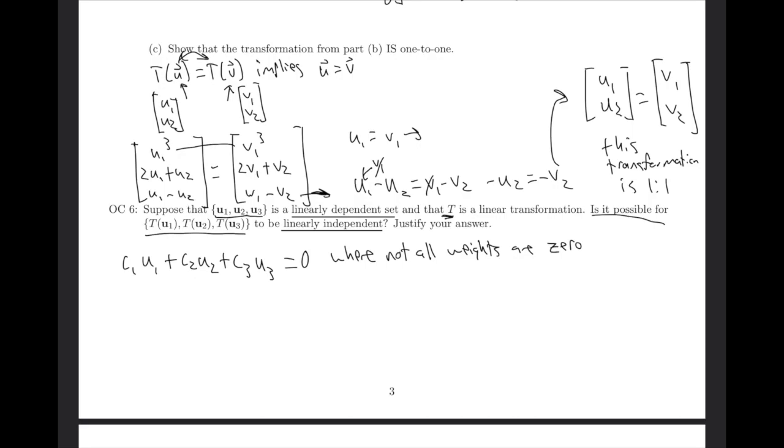This is the definition. So from there, let's take a look at T of c1 u1 plus c2 u2 plus c3 u3. So an important fact that we're taking away here is that T is a linear transformation. We're saying that this whole transformation is equal to T of 0. So using properties of linear transformations, we can break this up to be c1 T of u1 plus, and I think these are all vectors. These are all vectors. Sorry about that.